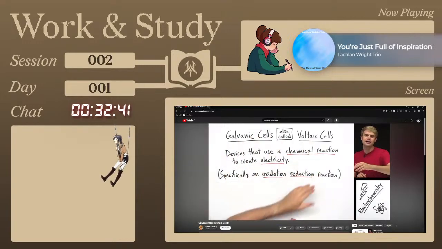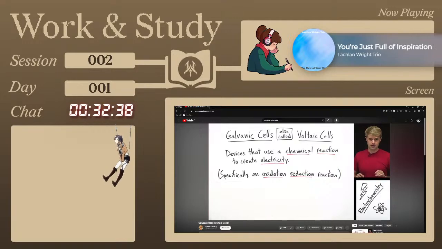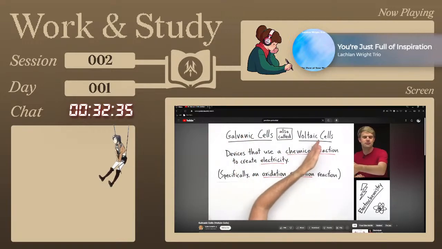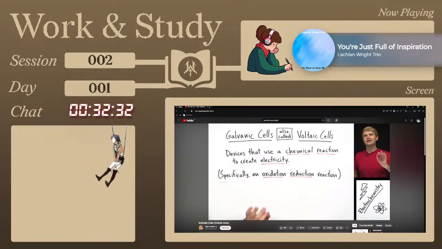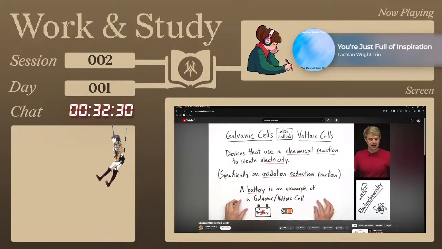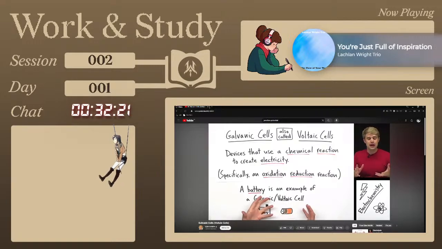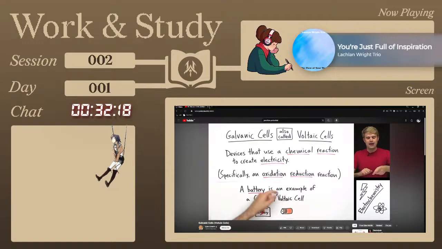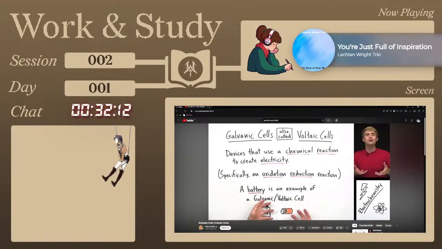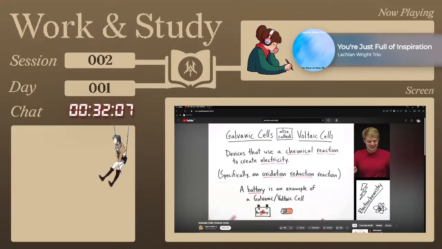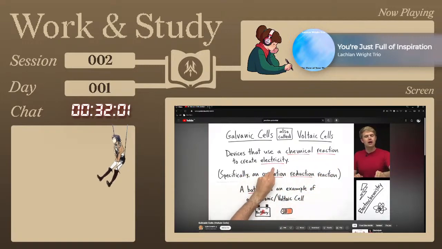Now, galvanic or voltaic cells may be totally new terms for you, but I'm willing to bet that you use these devices almost every single day of your life. That's because a battery is an example of a galvanic or voltaic cell. There are chemicals inside batteries, and those chemicals react together in an oxidation-reduction reaction that makes electricity. And this is what powers your cell phone or your flashlight or whatever the battery is hooked up to. So let's learn more about these devices and see how a chemical reaction can create electricity.